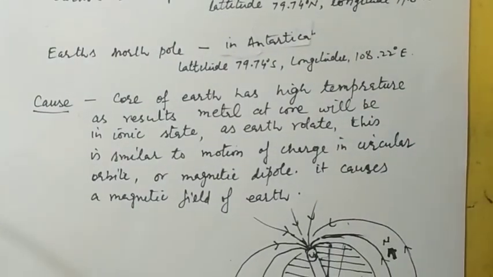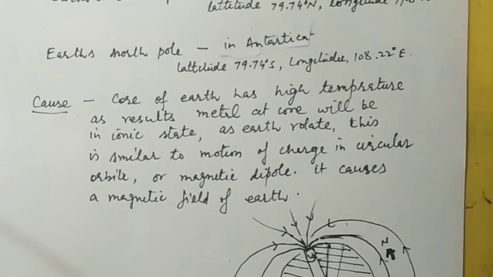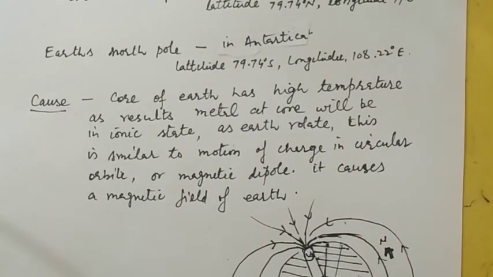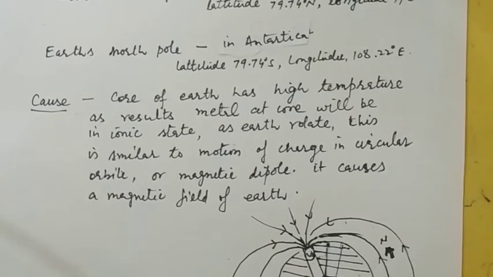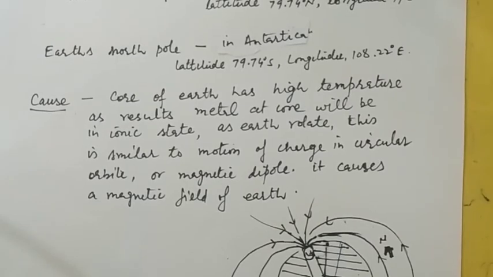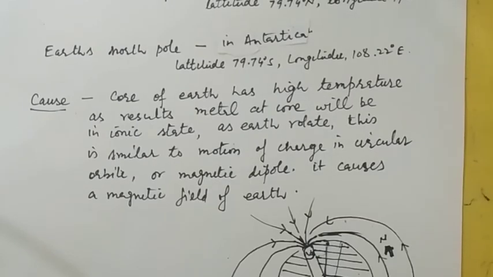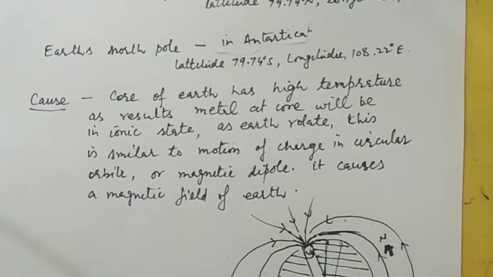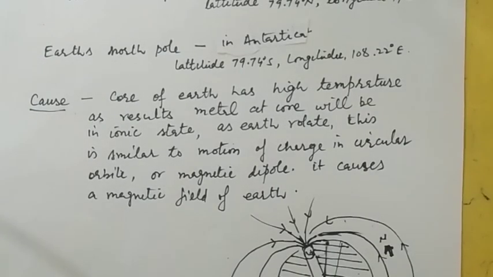Some suggested that the Earth's magnetic field is because the core of Earth has a high temperature. As a result, the metal at the core will not be in atomic state. It will be in ionic state. So as the Earth rotates, our core also rotates, and that causes a movement of ions in a circular orbit. That is, the charged particles are moving in an orbit, and that causes a magnetic dipole moment and causes the magnetic field of Earth.